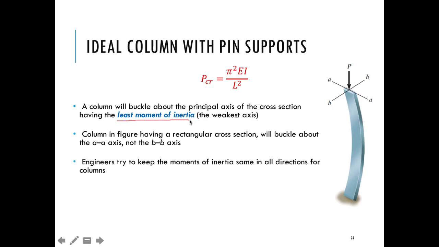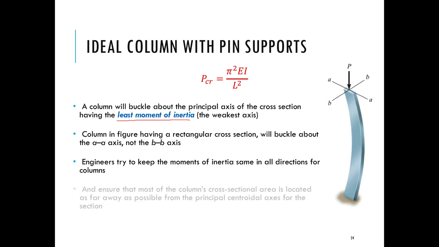So, generally, as design engineers, we want all of our axes to have similar moments of inertia so that we don't have one particular weak axis, okay? And another approach that we could have is that if our axes do have different moments of inertia, then we can provide some extra supports about that axis. We'll discuss that in the second part of this lecture, basically.